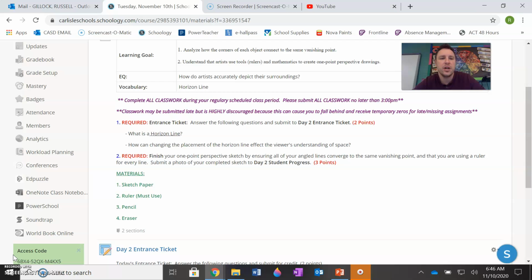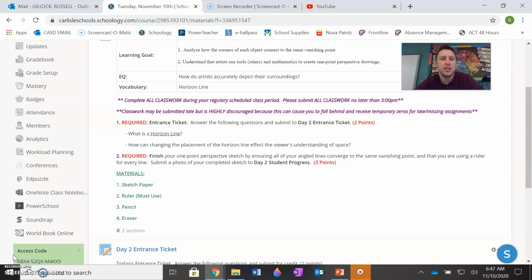And then lastly, your vocabulary word for today is horizon line, which leads us into your first task for today. Today, the first thing you're going to do is complete your entrance ticket, as always. You're going to answer what is a horizon line and how can changing the placement of the line affect our understanding of space. So if you shift that horizon line up or down or keep it eye level, how does that affect our understanding of space, or how does that affect our point of view? So please remember that the answers for both of those questions can be found in the day 1 PowerPoint from yesterday. So please use that as a resource so you can get your easy 2 points.